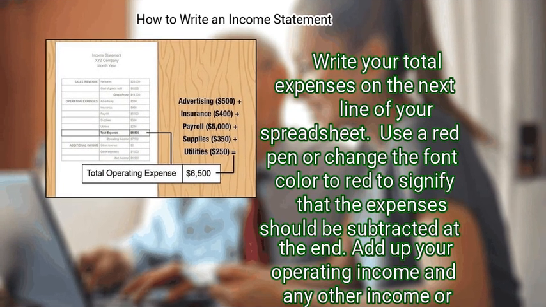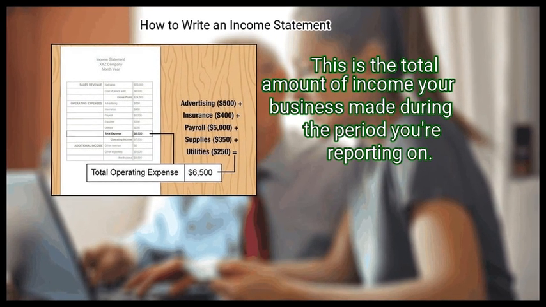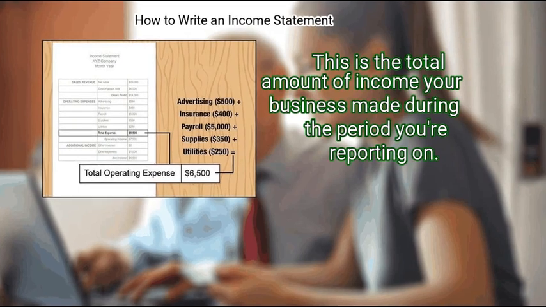Use a red pen or change the font color to red to signify that the expenses should be subtracted at the end. Add up your operating income and any other income or expenses to calculate your net income. This is the total amount of income your business made during the period you're reporting on.